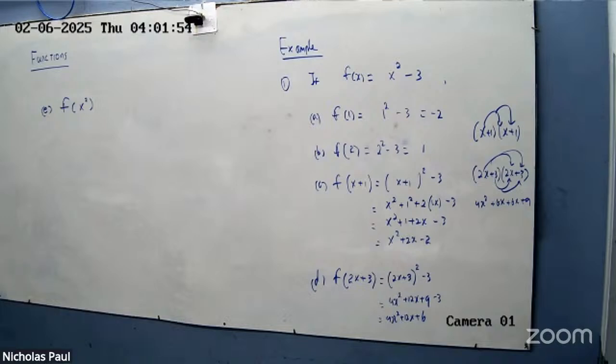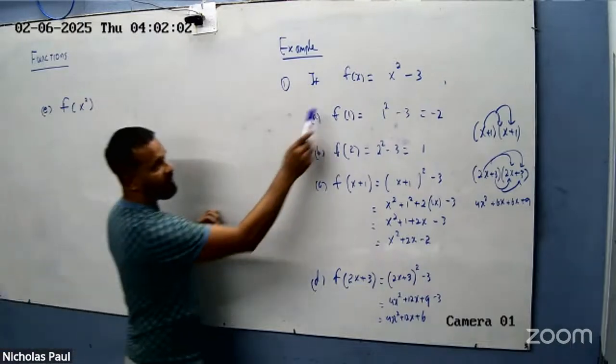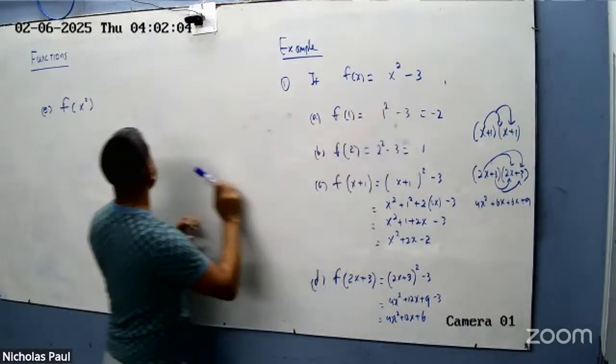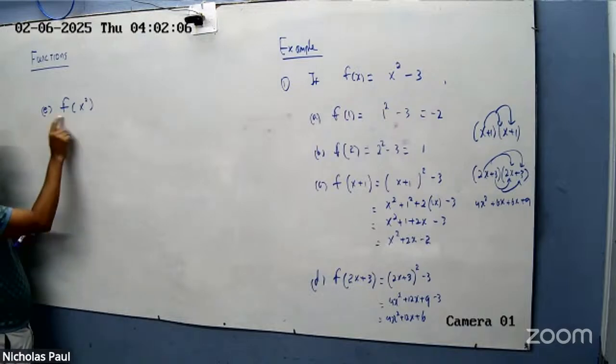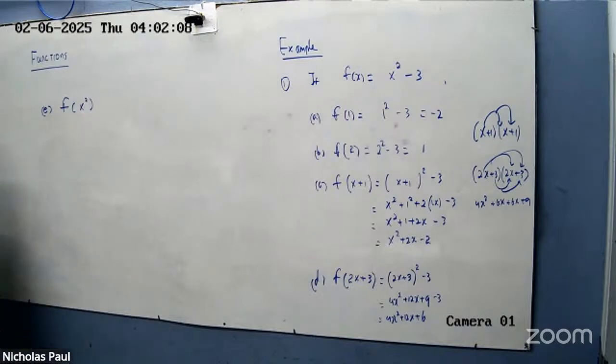Same function. f of x is x squared minus 3. I would like you to tell me what is f of x squared. Remember, we do the same thing, we replace x with whatever is in the bracket. Okay? So again.